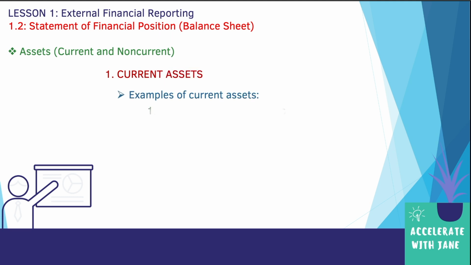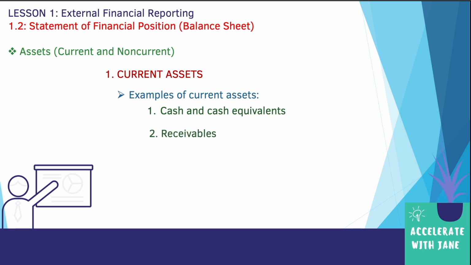So we have here examples of current assets. First is cash and cash equivalents. Basically, cash and cash equivalents are the most liquid assets of an entity. When we say cash equivalents, these are assets that are readily convertible into cash. For example, we have money market instruments, short-term government bonds, treasury bills, marketable securities, and commercial papers. So take note, cash equivalents usually have a maturity within 3 months up to 12 months. In excess of 12 months, it's no longer considered as cash equivalent.